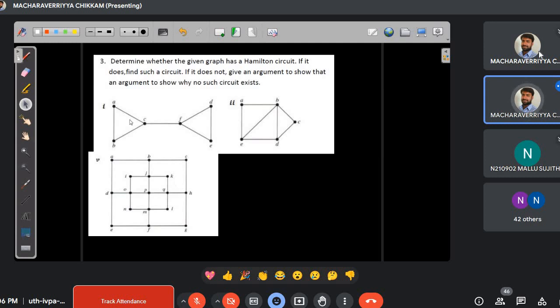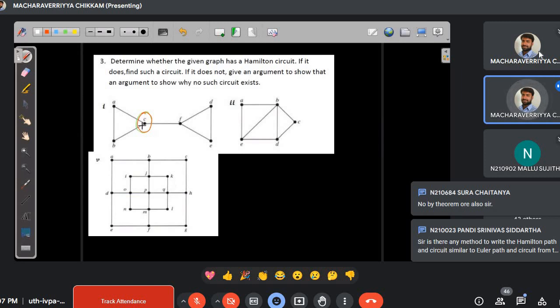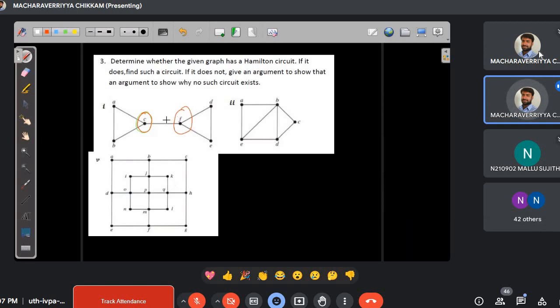How about the first graph? Does it have any Hamilton circuit? No, because the strong reason that we can give is C. If you look at C, let's say you start at any point, this C needs to be visited twice if you want to travel through all vertices. Even F also needs to be visited twice. So C and F need to be visited twice to create a circuit here.